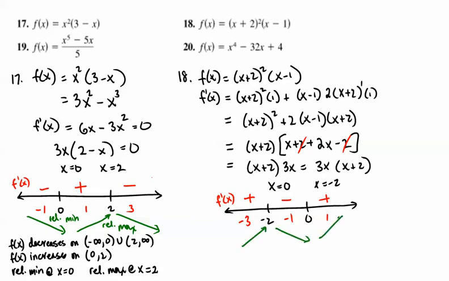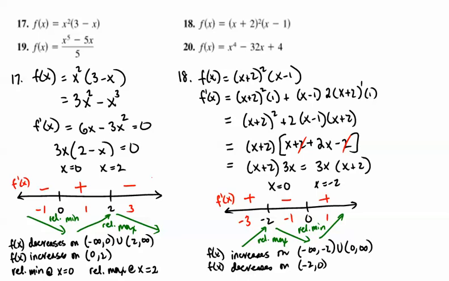And so I have increasing, decreasing, increasing. And I have a relative max, a relative min. I'm going to summarize. F of x increases on the open interval from -infinity to -2, or also on the open interval from 0 to +infinity. F of x is decreasing on the open interval from -2 to 0. We have a relative maximum at x equals -2 and a relative minimum at x equals 0. So that'll do it for this video. We'll go on to some more examples in the next.